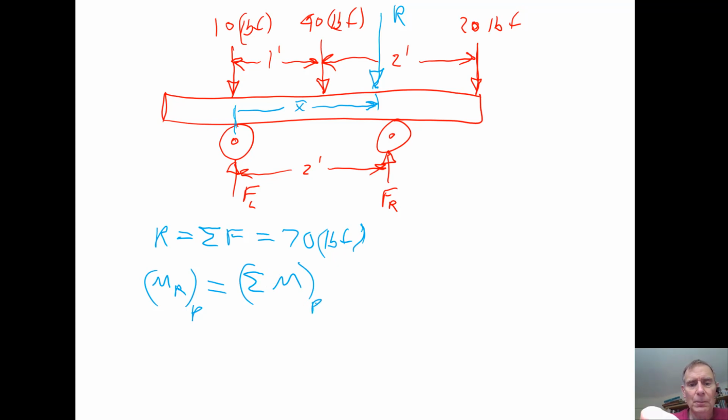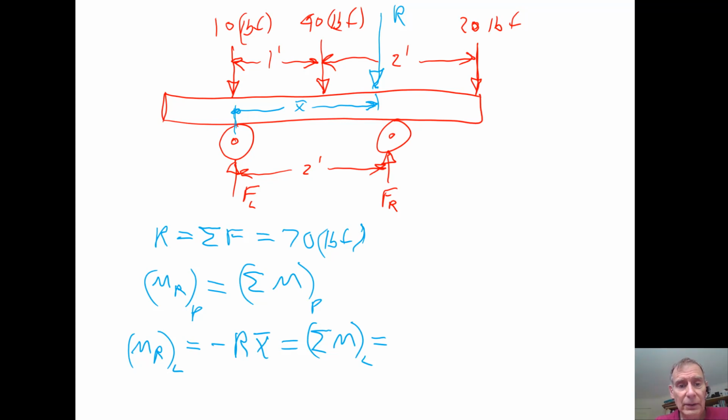So if we use the right-hand rule about point L, the moment of R about point L is just going to be equal to what? Negative, right, because we go by the right-hand rule. The moment arm is X bar, so it's going to be negative R times X bar. And that has to equal the sum of the moments of the original system about L.